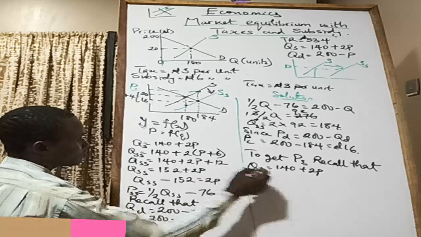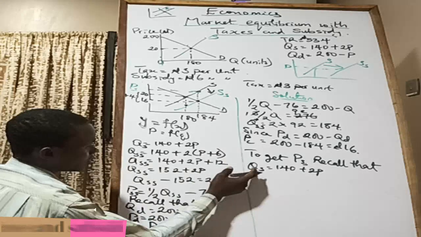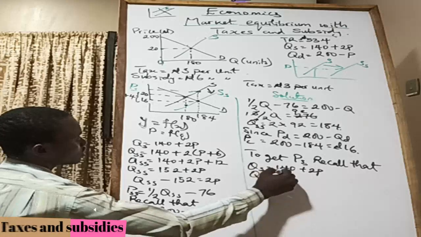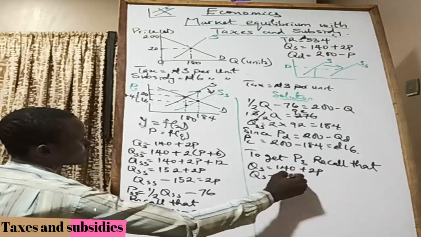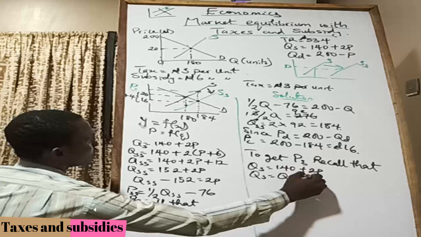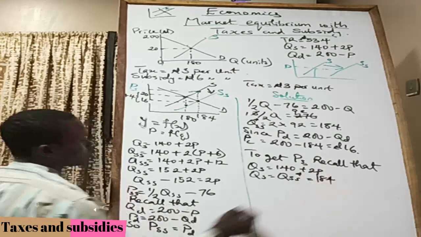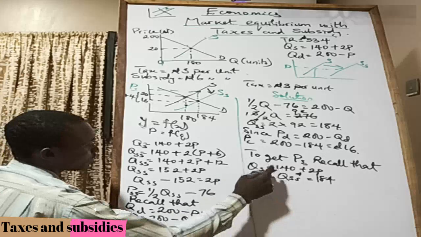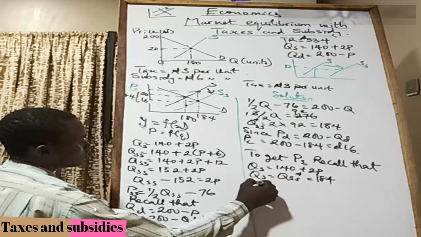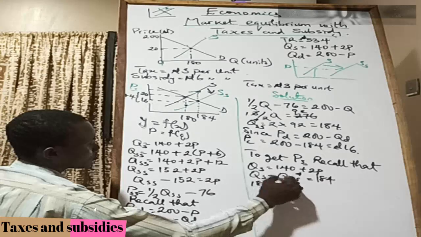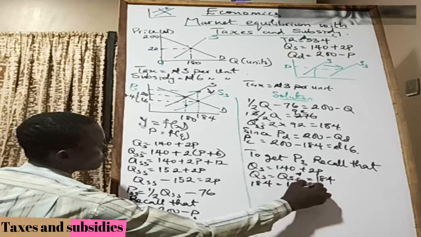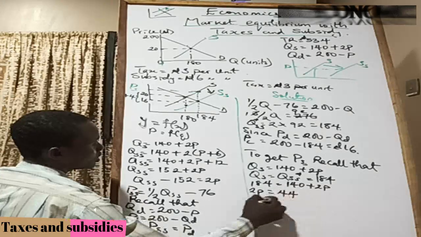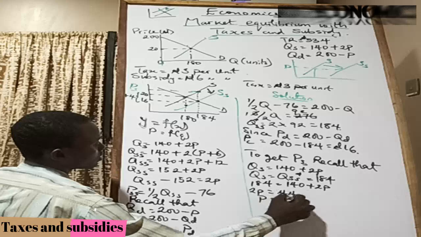So now, since we are looking at equilibrium, QS equals QS star equals 184. Quantity supplied is equal to the quantity supplied after subsidy. So we are now going to have 184 equals 140 plus 2P. So 2P equals 44, then P equals 22 naira.